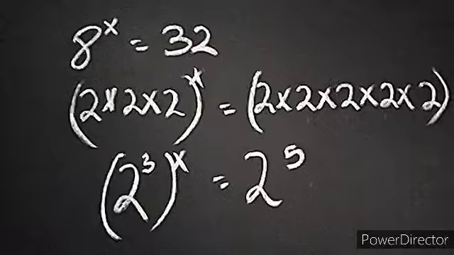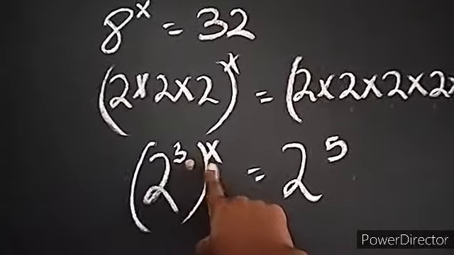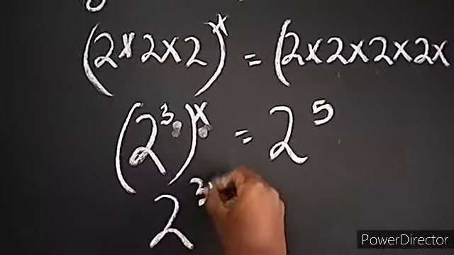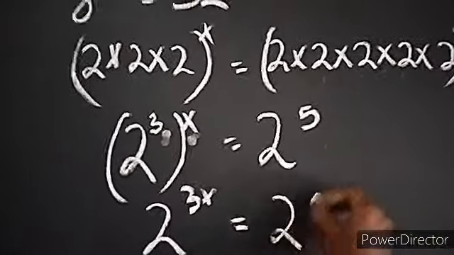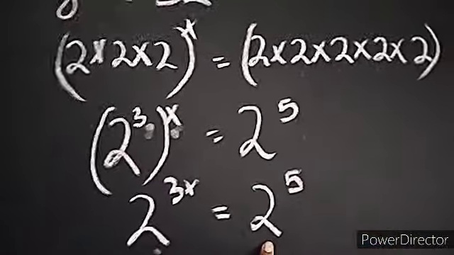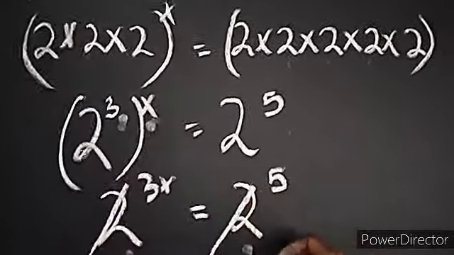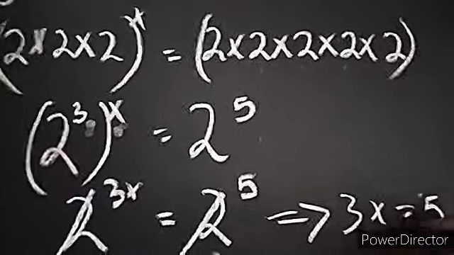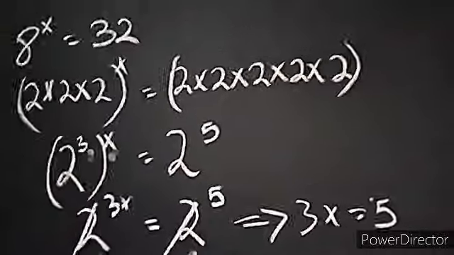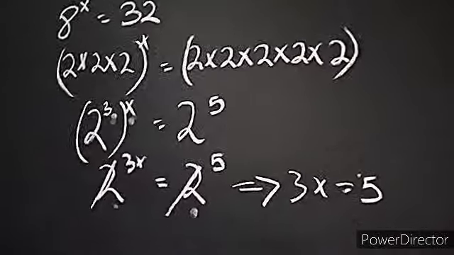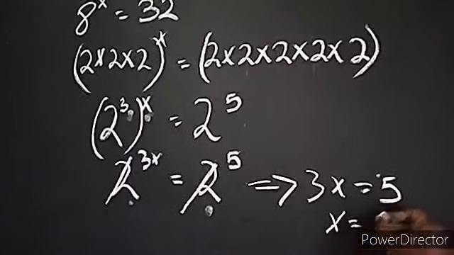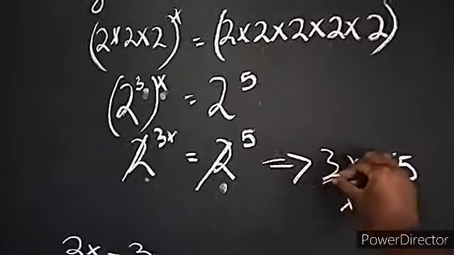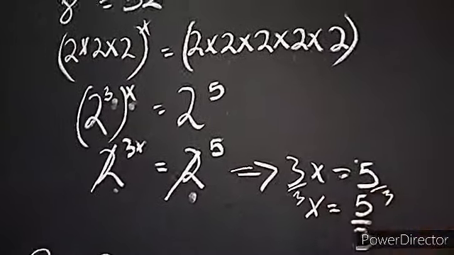Employing the multiplication law of indices, we multiply 3 and x, which will give us 3x. So we say 2 raised to the power 3x is equal to 2 raised to the power 5. Since these two bases are the same, we can easily cancel them out to give us 3x equal to 5. So the value of x will be 5 over 3, because we divided both sides by 3.